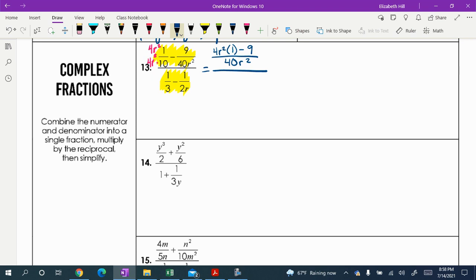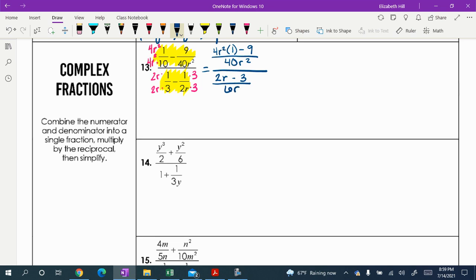Down below, I've got a 3 and a 2r. So a common denominator there is going to be 6r. So that means I'm going to have to multiply the 2r by 3 as well as the 1 and the 3 and the 1 by 2r. So now here we would get 2r minus 3 all over 6r.